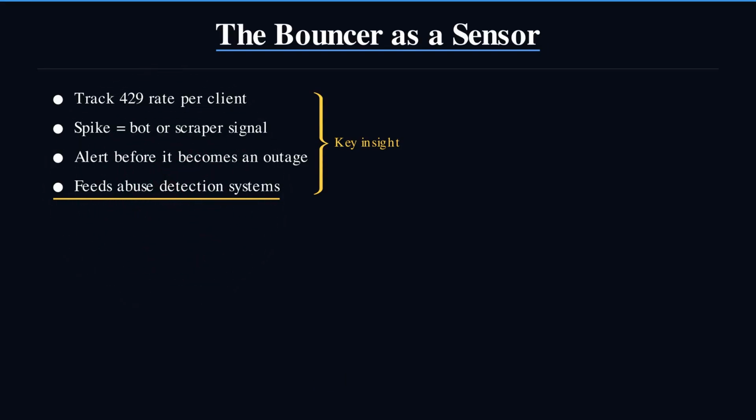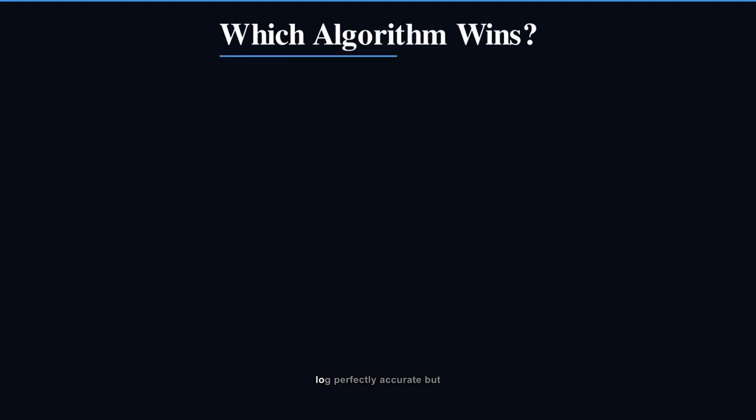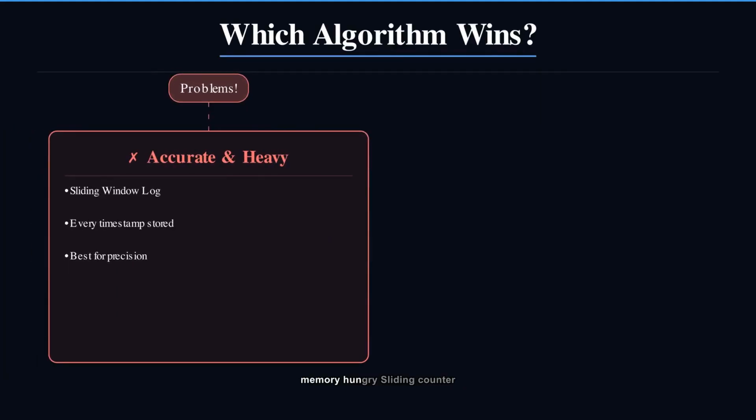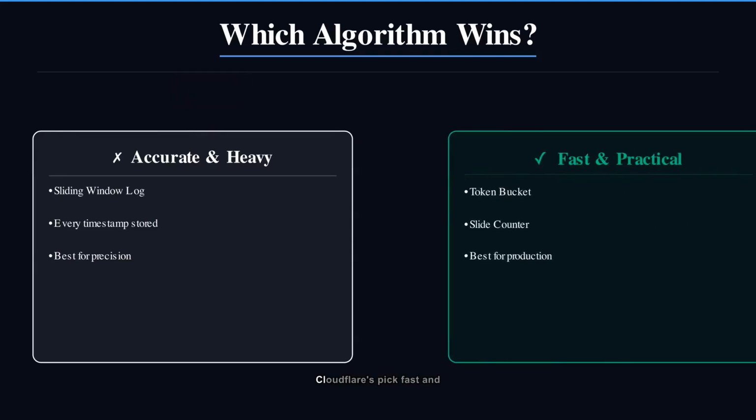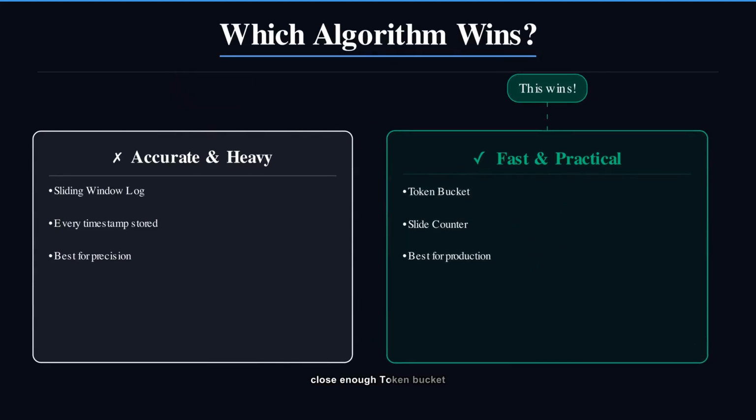So which algorithm wins? Fixed window: fast but bursts at boundaries. Sliding log: perfectly accurate but memory hungry. Sliding counter, Cloudflare's pick: fast and close enough. Token bucket, Stripe's pick: handles bursts gracefully. There's no single right answer, only the right trade-off for your traffic.